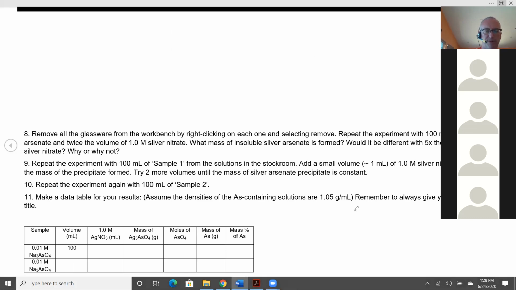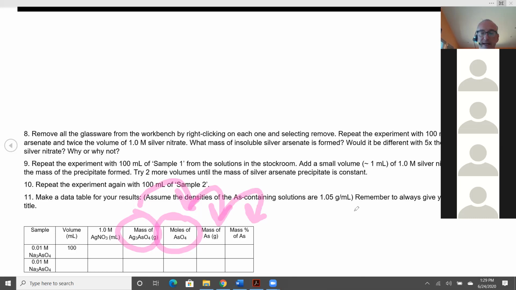So how many moles? So this is the mass of your precipitate. So the first column here is what's the mass of the precipitate you got? From that, how many moles of arsenate were there? And then from that, how many grams of arsenate was there? And then from the original solution, what's the mass percentage of arsenate?